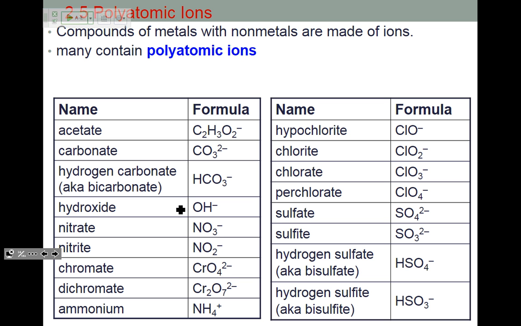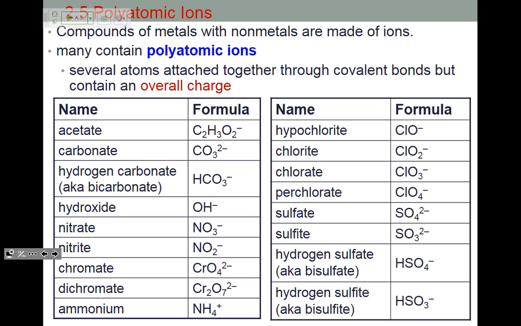Our other ones are all overall negative, though some might be overall -1, whereas some are overall -2. This charge is associated with the whole group of atoms, not specifically with one atom. When you get into organic chemistry, you'll learn it is specifically associated with one atom, but for now you're not doing that. So you're just looking at it as being associated with the whole ion. Notice that we have several atoms attached through covalent bonds, but it has an overall charge. So all of these are nonmetals, but they overall have a formal charge, so they're not overall neutral.